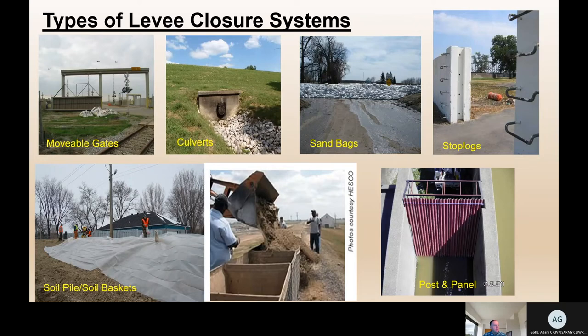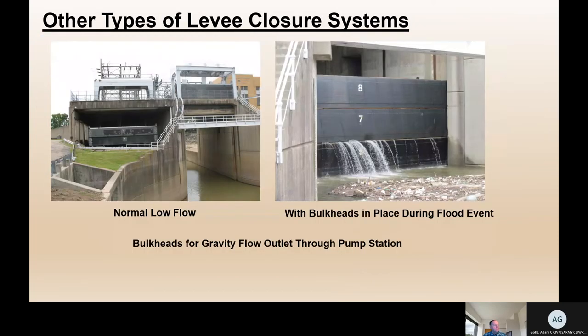Sandbag closures, stop log closures, soil piles, soil baskets. Those are HESCO barriers. And then the classic post and panel. And also pump stations. They all have gravity flow outlets associated with them. During a flood, those gravity flow outlets need to be closed off.